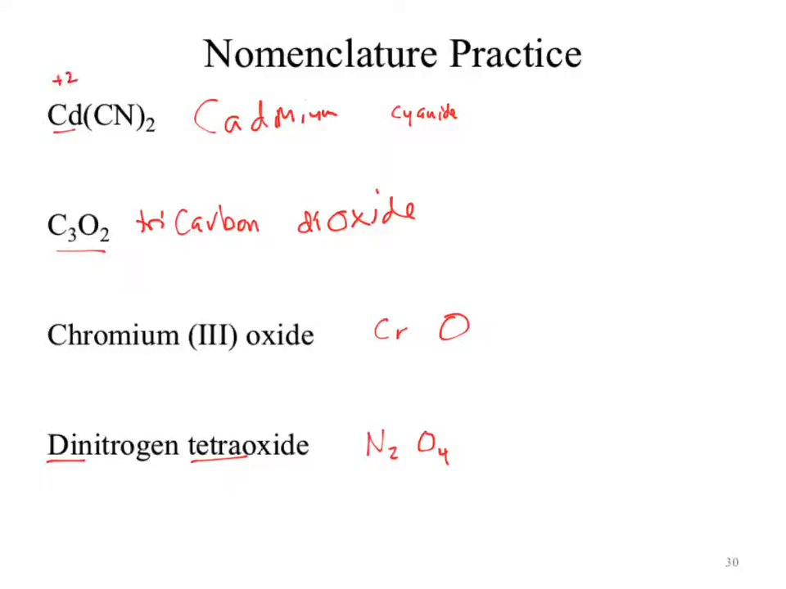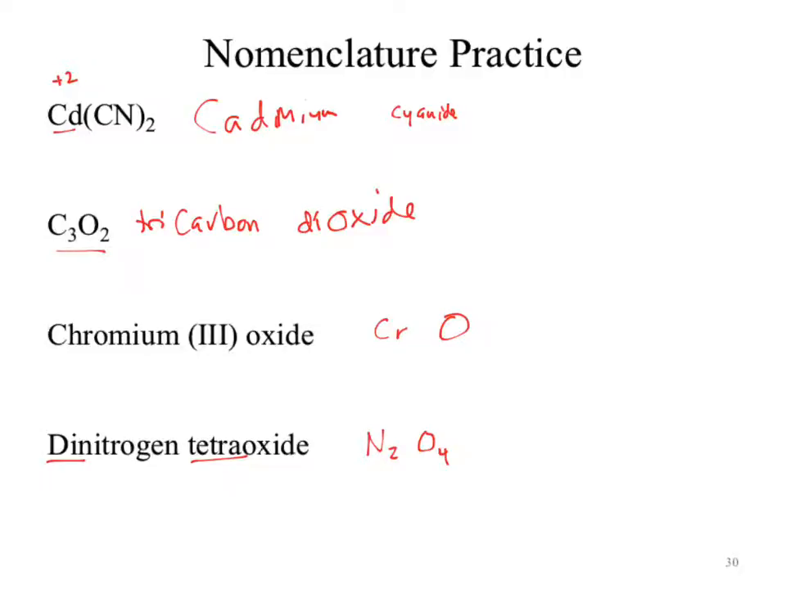Cadmium is a +2. That was one I was told that I needed to memorize, so I will not specify the charge. The amount of cyanide is implied because of balancing the charge, so I don't actually need to write di. That one's actually done.